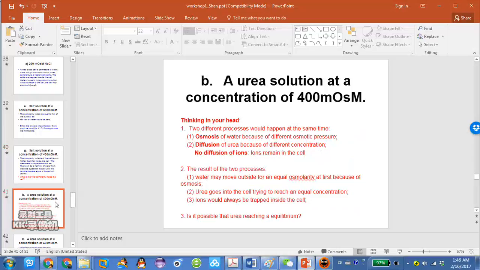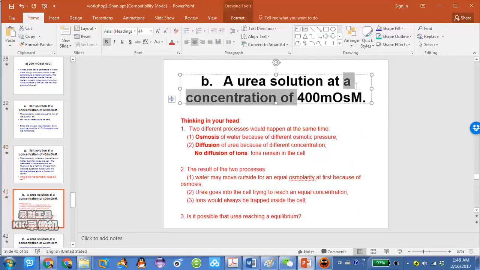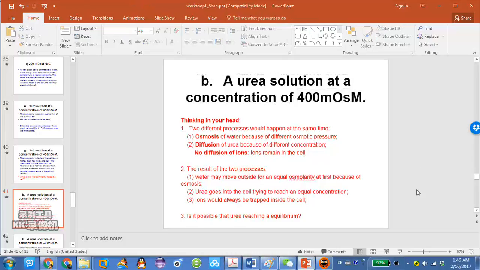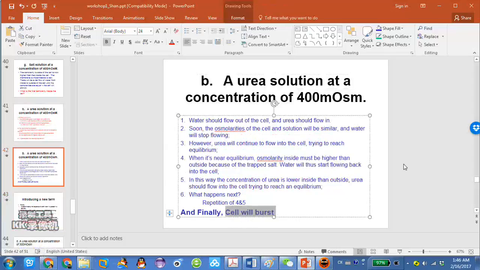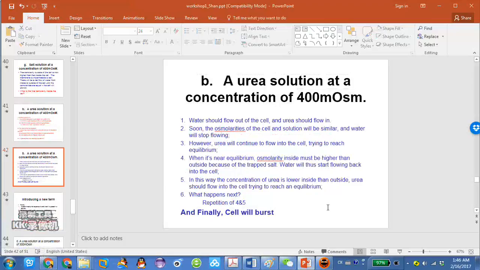Okay, let's move on to scenario B. Scenario B has a higher osmolarity compared to the inside of the cell. So we say that scenario B has a hyperosmotic solution. And then let's move on to tonicity. We want to look at the cell behavior. The cell eventually bursts. So we say that the outside solution in scenario B is a hypotonic solution.